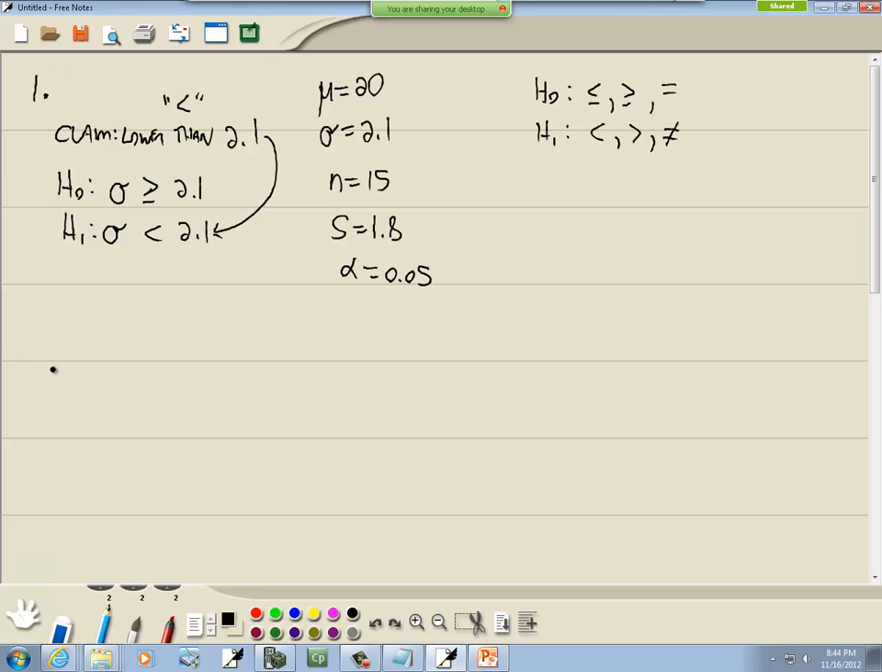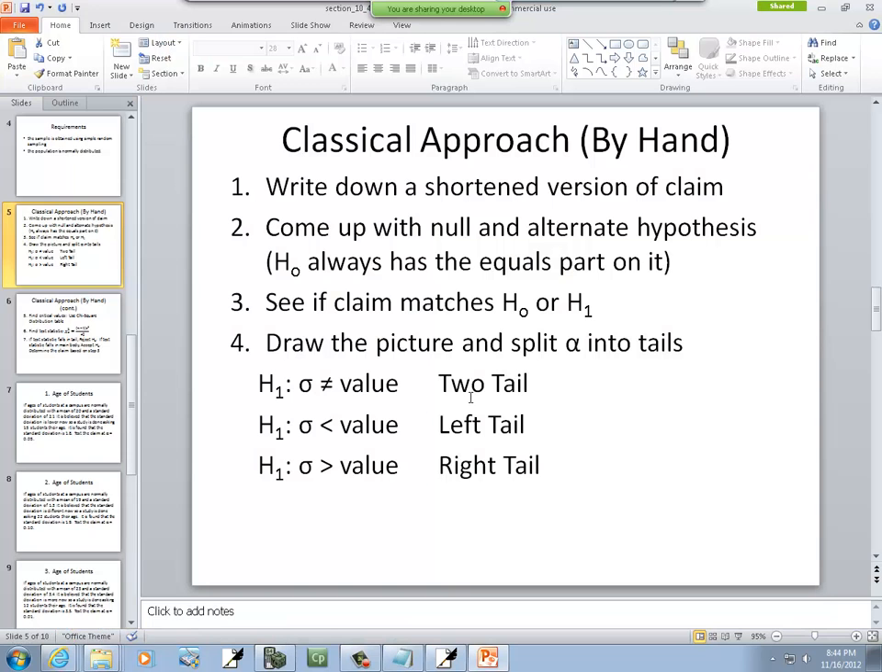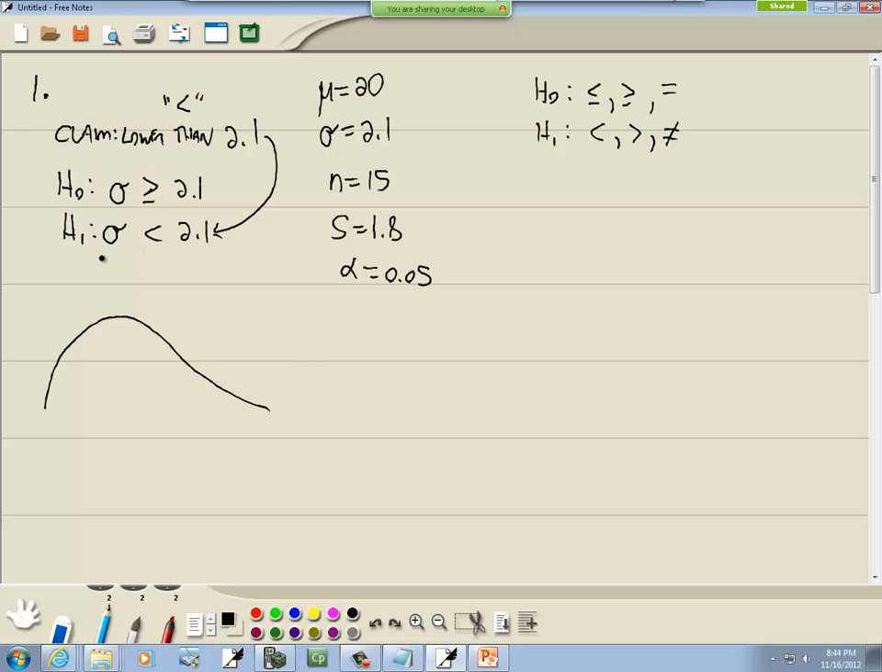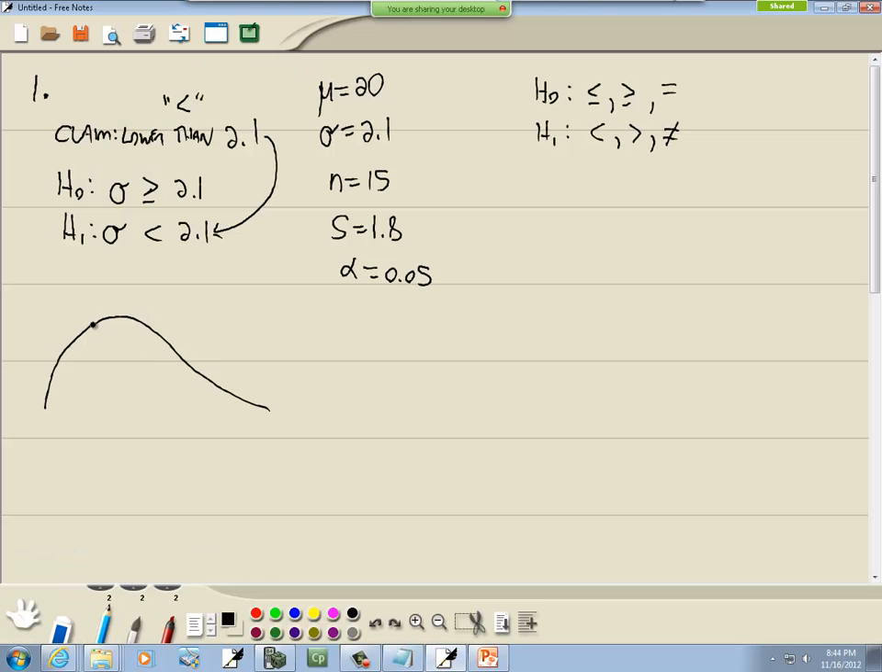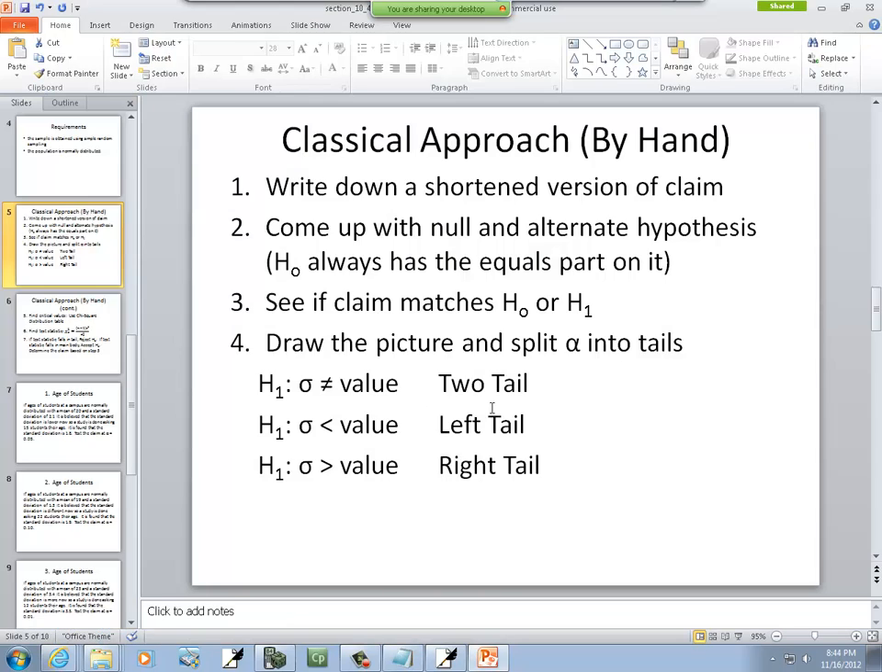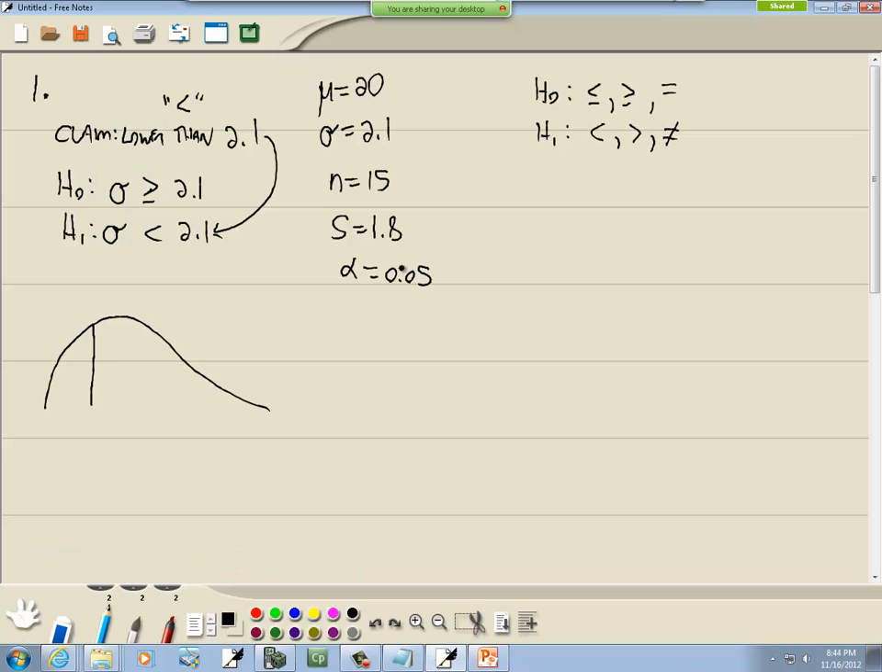Step 4, draw the picture. Notice there's a less than on H1. Less than on H1 says we're going to have a left tail, like that. Now it also says split your alpha into your tails. Well, alpha is 5%. We only got one tail. So I'll put the entire 5% in that one tail. Now all of this adds up to 100%, so if that's 5%, this has to be 95%. Now our critical value is what separates the tail from the main body. We only have one critical value here because we only have one tail.